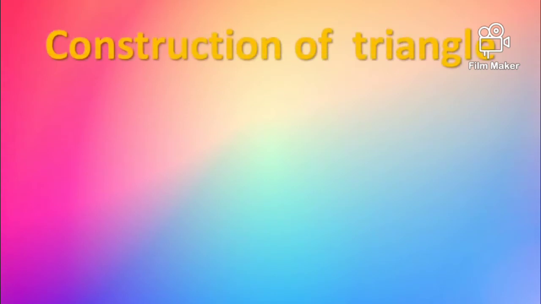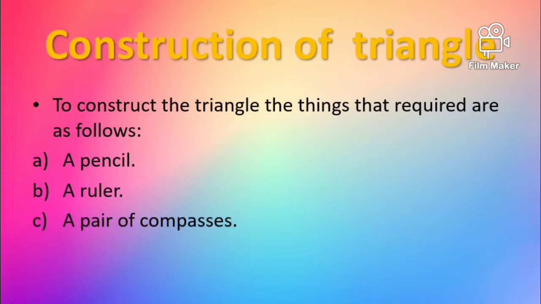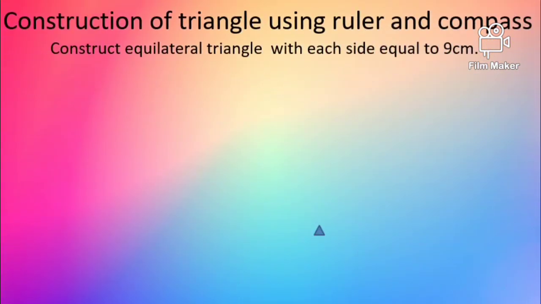Now let's move to the topic construction of triangle. To construct the triangle, the things that are required are as follows: a pencil, a ruler, a pair of compasses. We will use these geometrical instruments to construct the three types of triangle: equilateral triangle, an isosceles triangle and scalene triangle today. Now let's start the construction of triangle using ruler and compass.